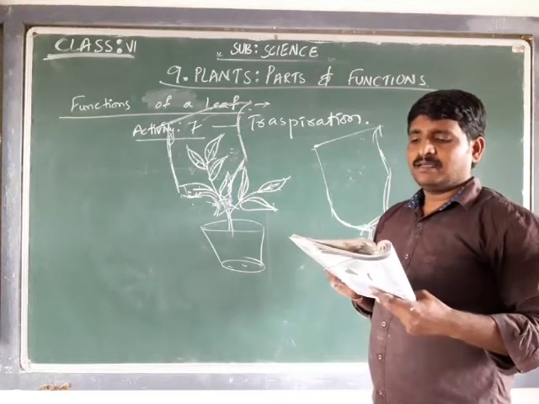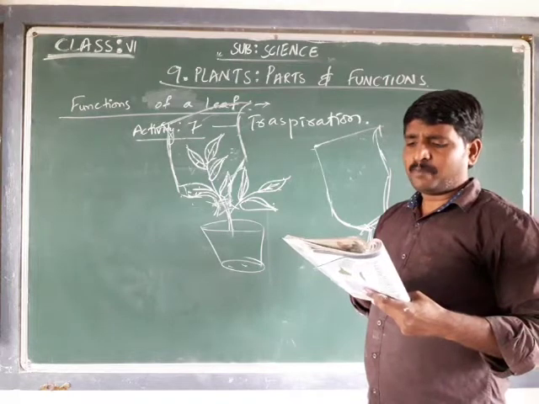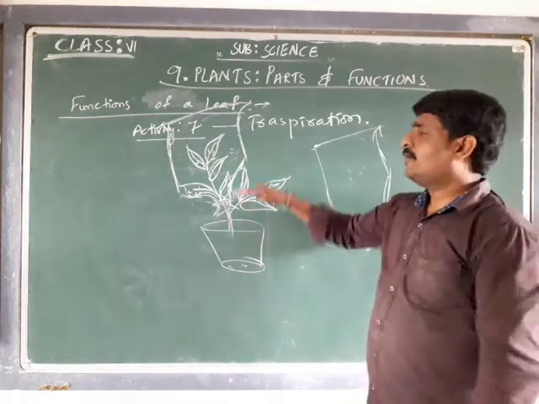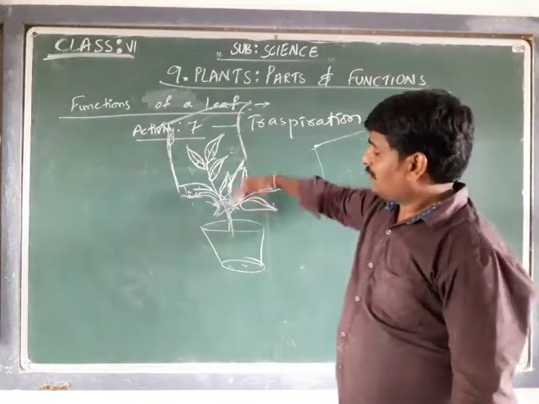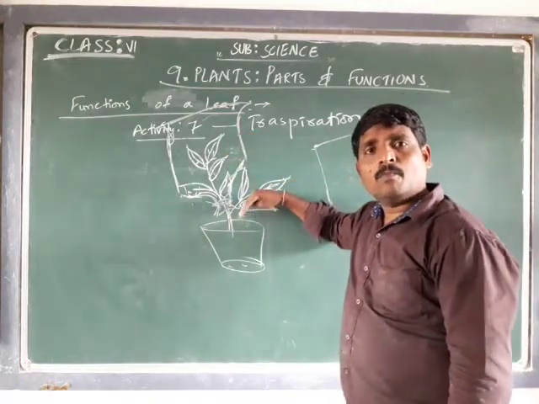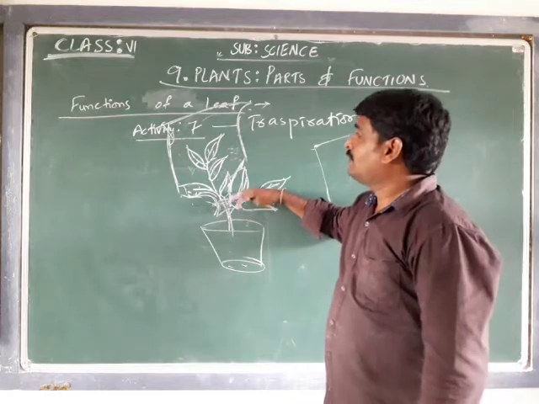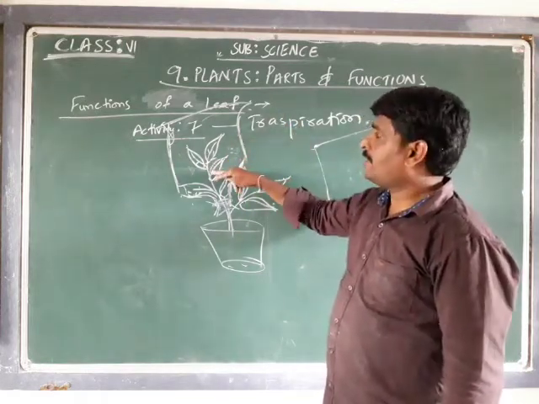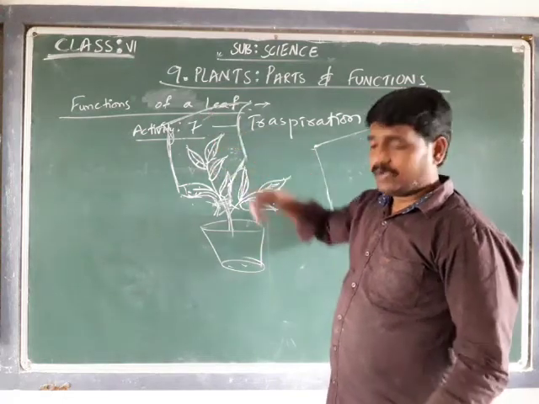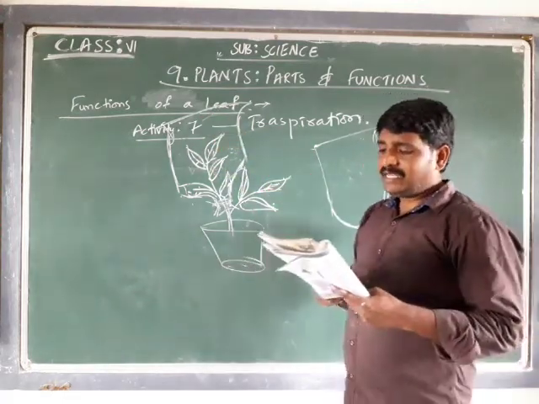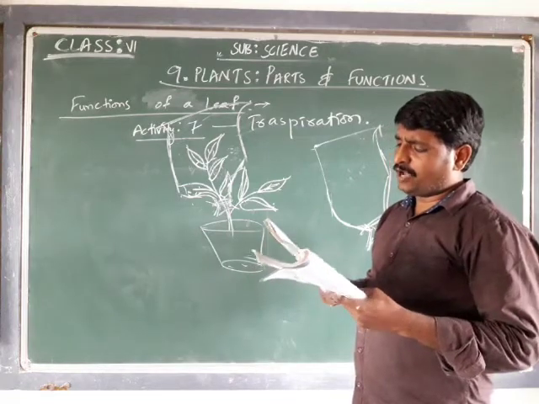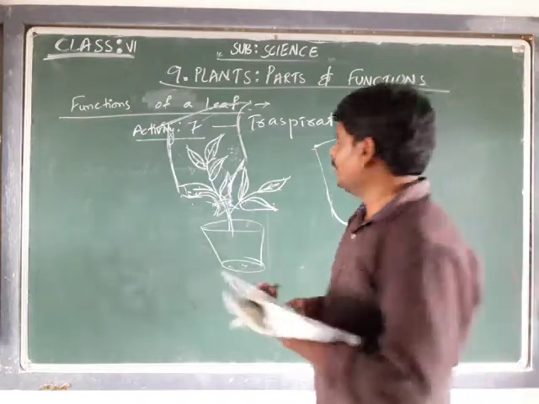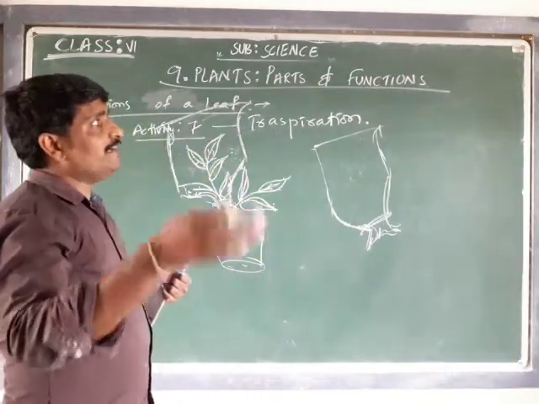Plants release excess water from their body through the stomata and some other parts as well. When the water is in excess of its requirement, that excess water is given out by the stomata present in the leaf. The water is released in the form of vapor, and this process is called transpiration.